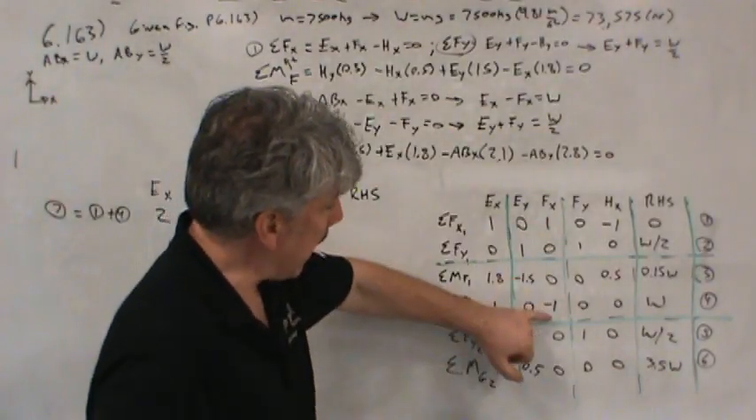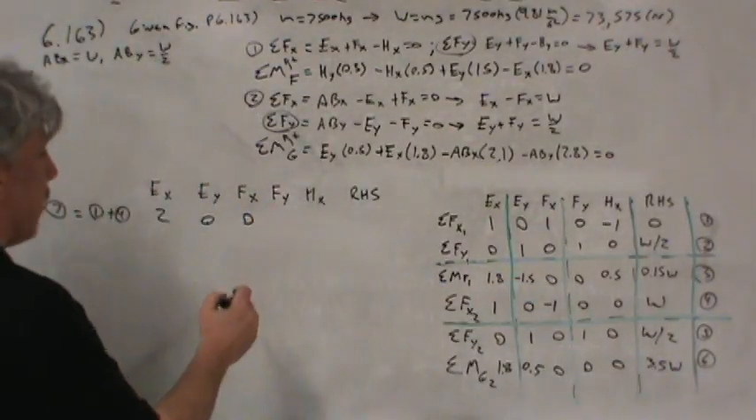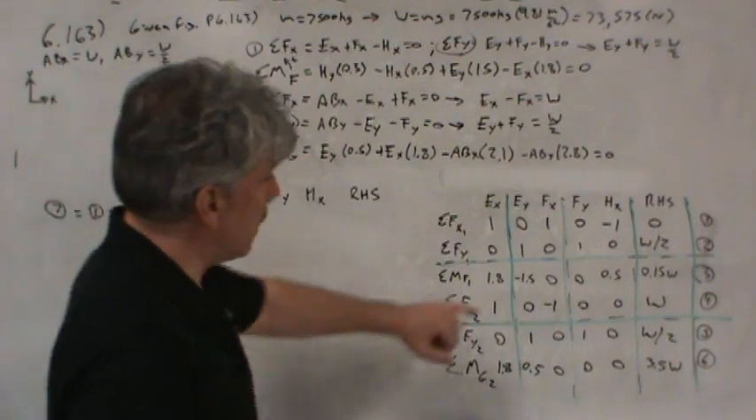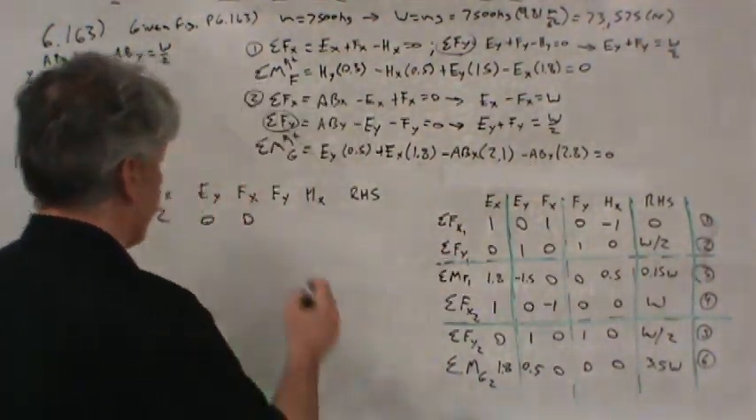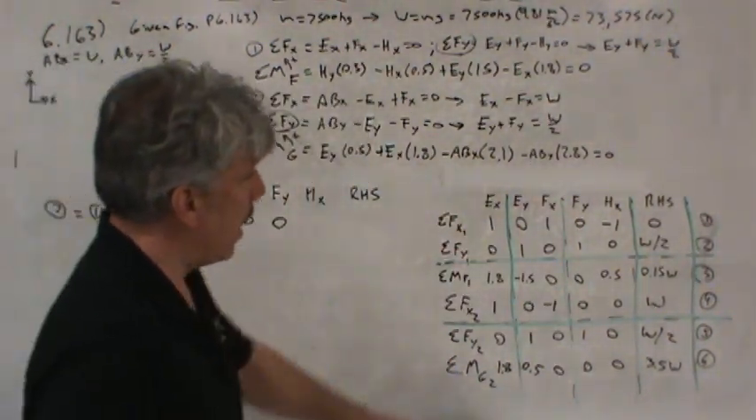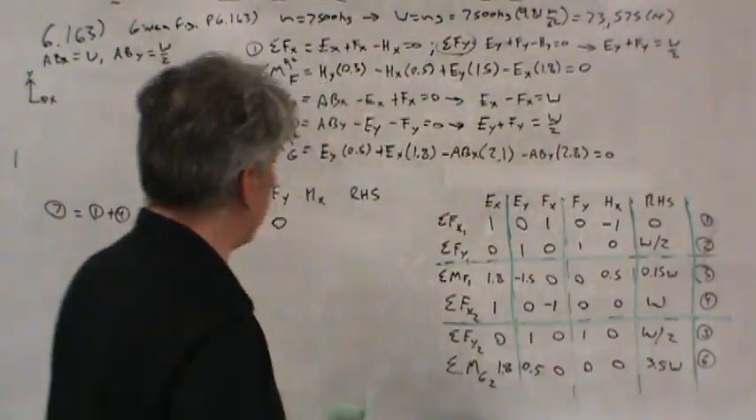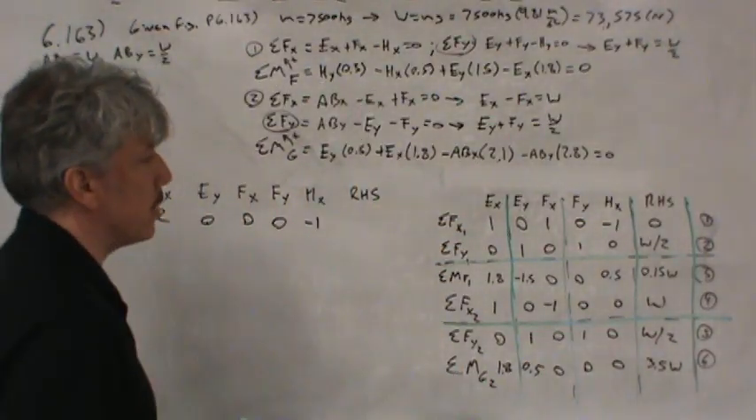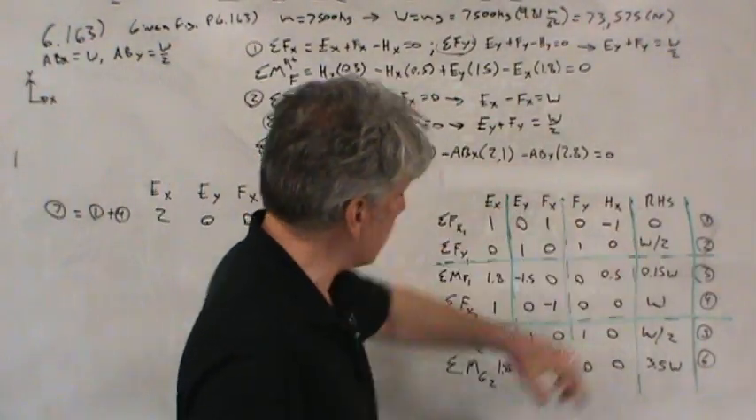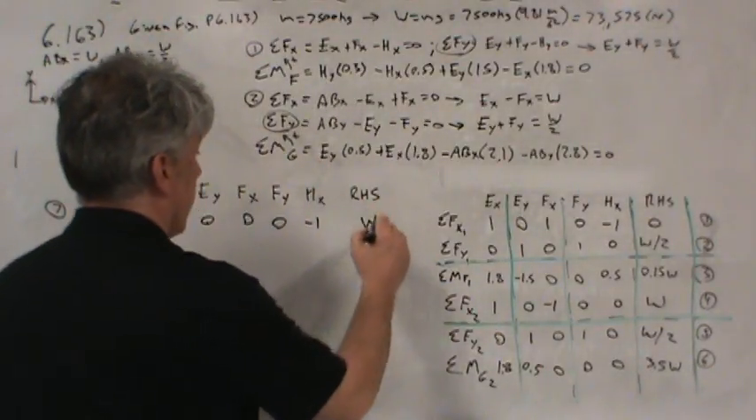1 FX minus 1 FX is 0 FXs. 0 FYs plus 0 FYs is 0 FYs. Minus 1 HXs plus no HXs is minus 1 HXs. And then 0 plus W is just W.